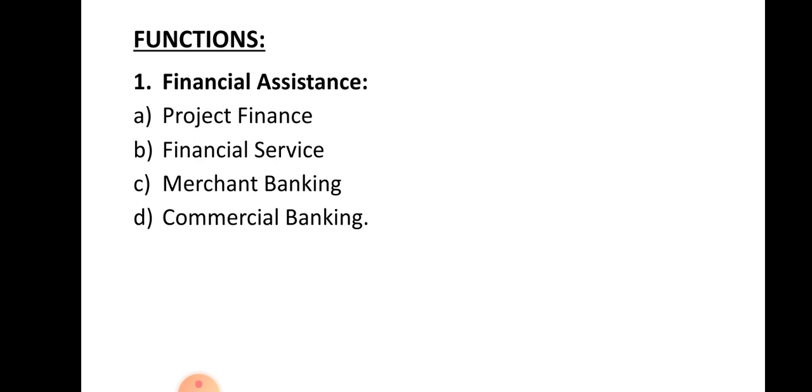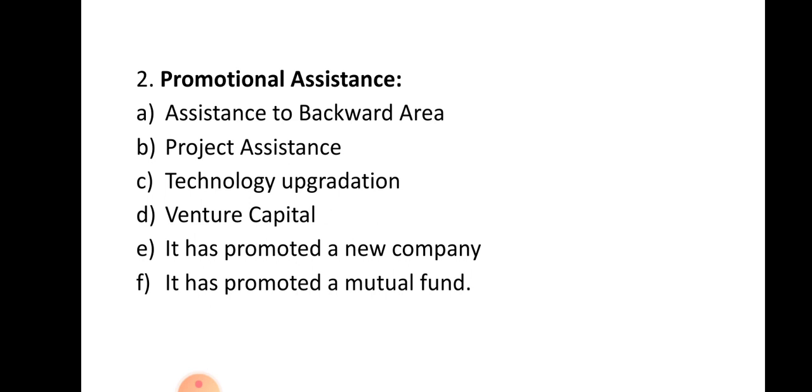And fourth one is commercial banking. ICICI Banking Corporation has operated as a commercial bank since 1994. And next one is promotional assistance. Assistance to backward areas. The project finance assistance extends term loans to industry in backward areas. If you start a business in a backward area, the government provides a subsidy. It also gives loans on soft terms to suitable rural development schemes sponsored by corporate bodies.